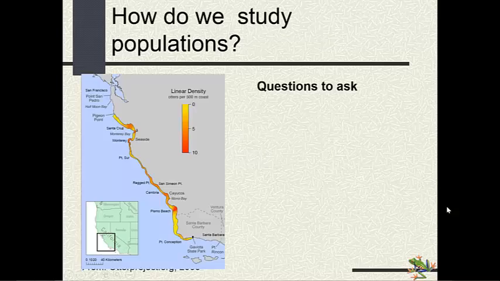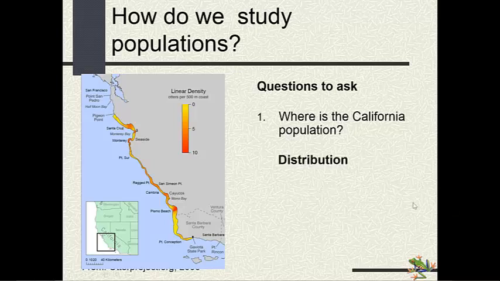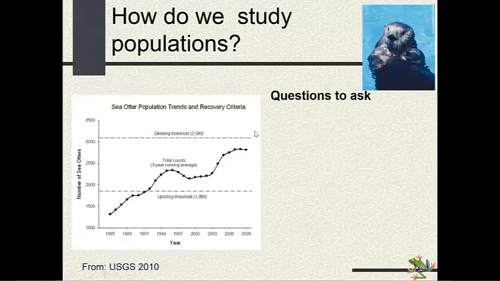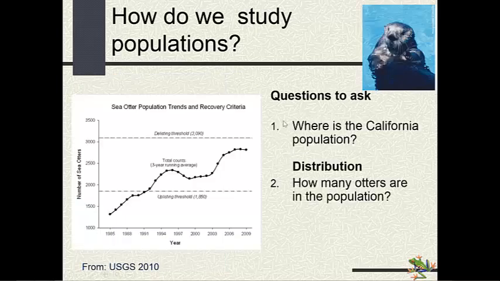So when trying to understand the otter population, our first question is, where is the California population? And as you can see in the slide, they are from just about Half Moon Bay down to a little bit north of Santa Barbara. That's their distribution. And the next question is, how many otters are in the population?